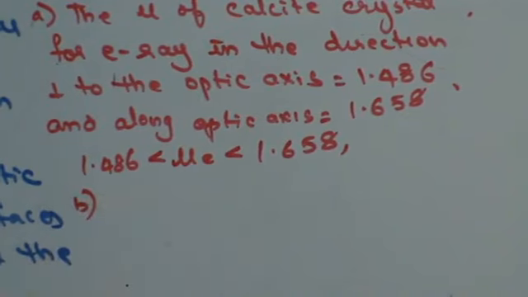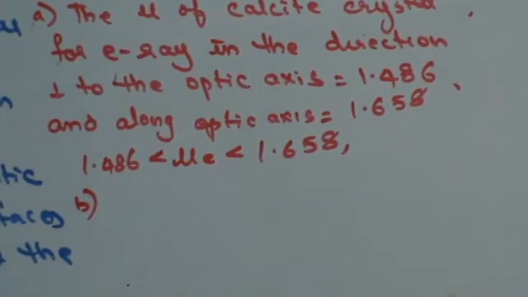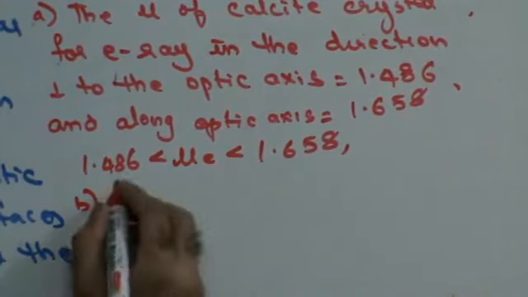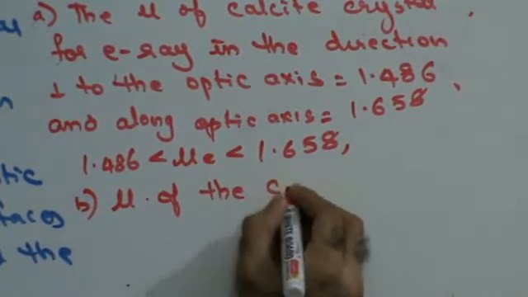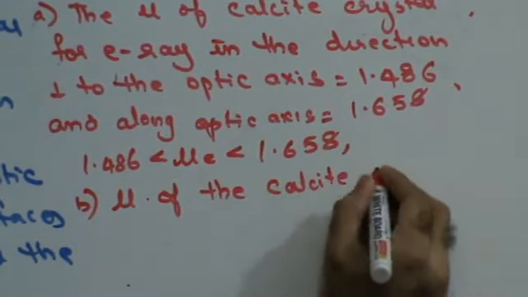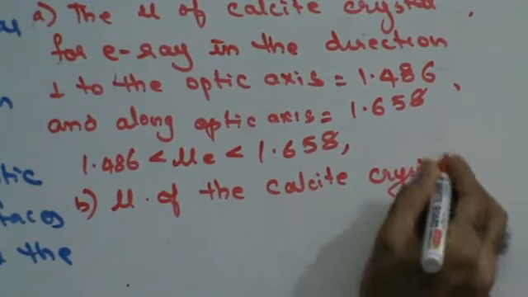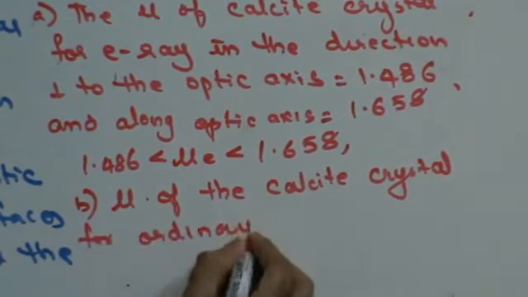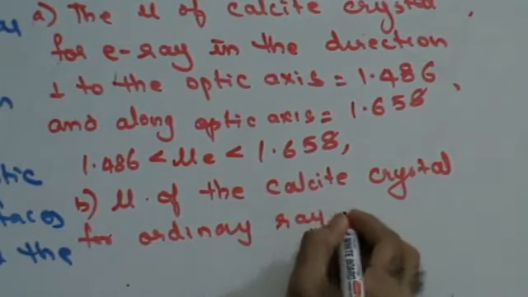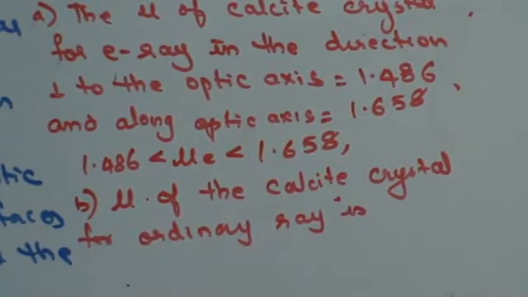Next, the refractive index of the calcite crystal for the ordinary ray is 1.658.